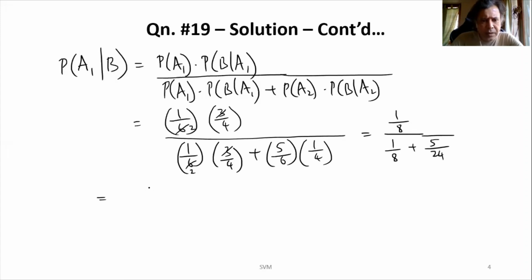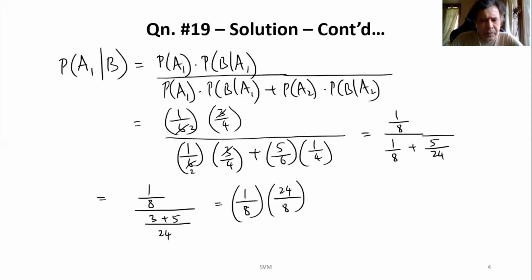Let's simplify that. I can write 1 by 8 divided by LCM. Here it is 24. 8 3s are 24, here it is 5. So I can rewrite this as 1 by 8 multiplied by 24 by 8. This goes with this 3 times. So the final result is 3 by 8. That will be the required probability, right?